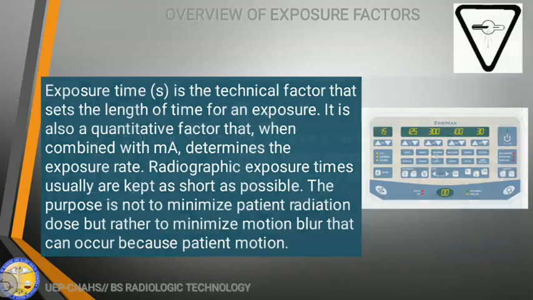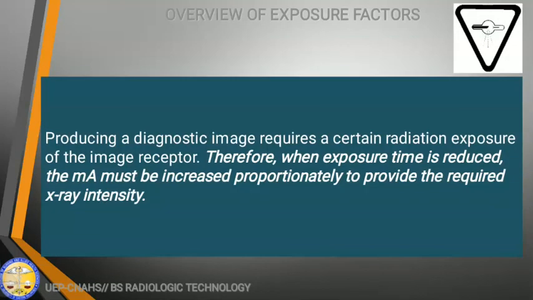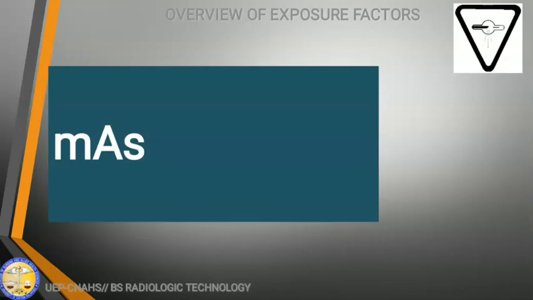Producing a diagnostic image requires certain exposure of the image receptor. Therefore, when exposure time is reduced, the MA must be increased proportionately to provide the required X-ray intensity. Again, when X-ray exposure time is reduced, the MA must be increased. So they are inversely proportional, okay, to provide required X-ray intensity. Okay, so we have MAS. So this is MA and exposure time combined.